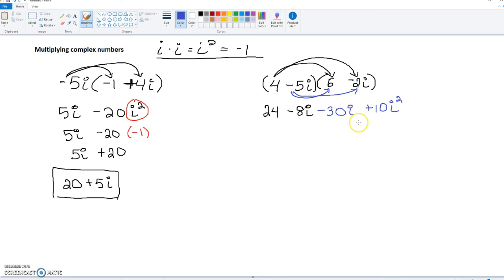Now, of course, we need to clean this up. There's lots of things we can combine and change. So the first thing I'm going to combine is our i's in the middle. We've got a -8i and a -30i, which gives me a -38i. I'm going to bring down the 24 for right now. And over here you see that we've got our I squared, which becomes a -1, and of course that's being multiplied to the 10. So 10 times a -1 gets us a -10.